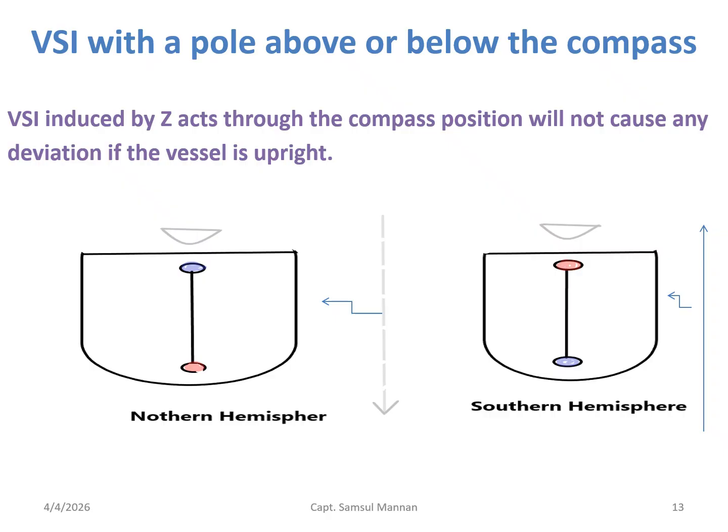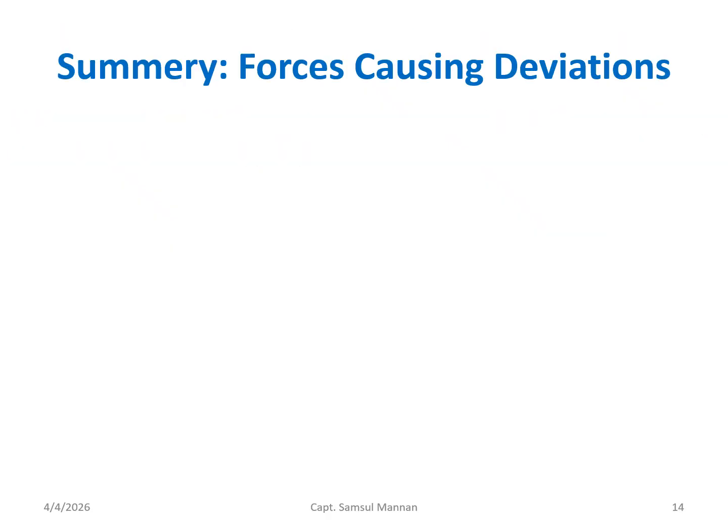So let us make a table for forces causing the deviation. We have got permanent magnetic force, induced magnetic force. So for all of them, let us create a table.